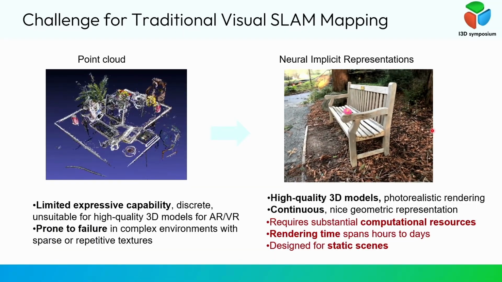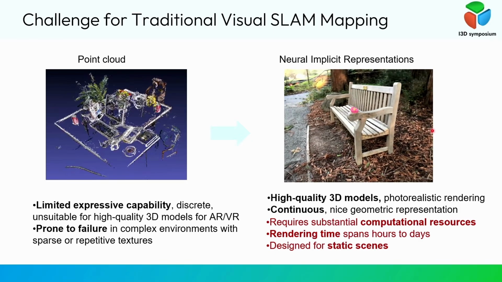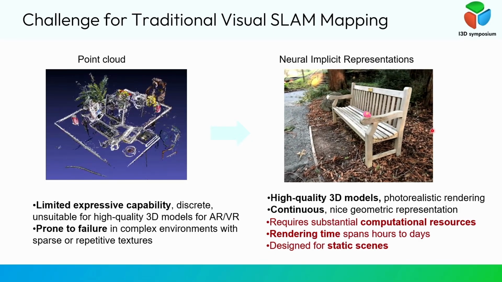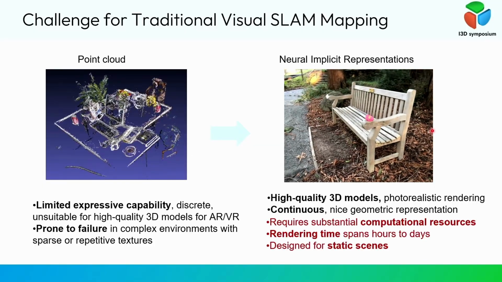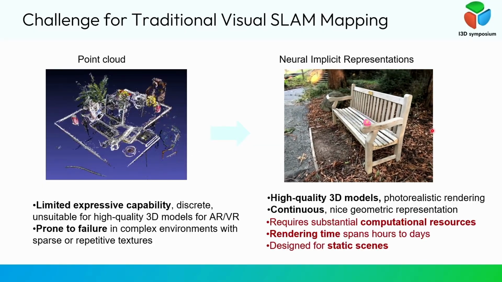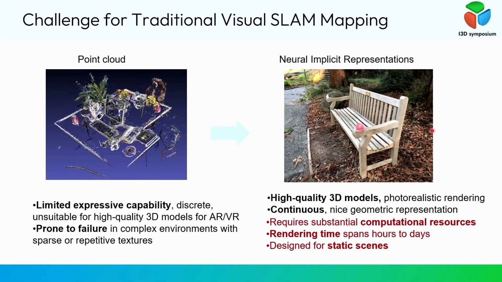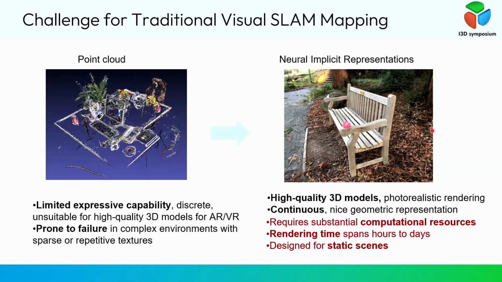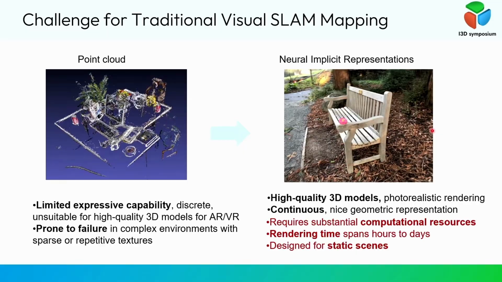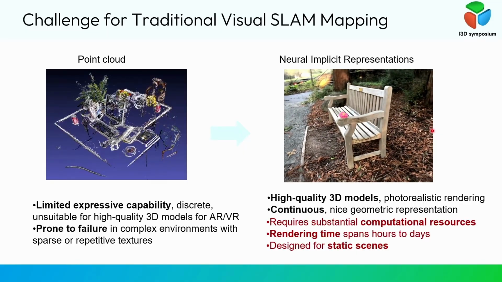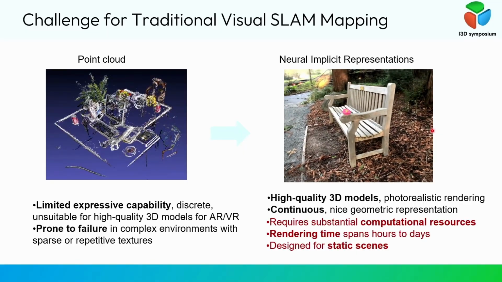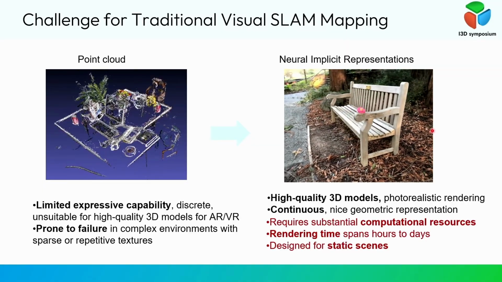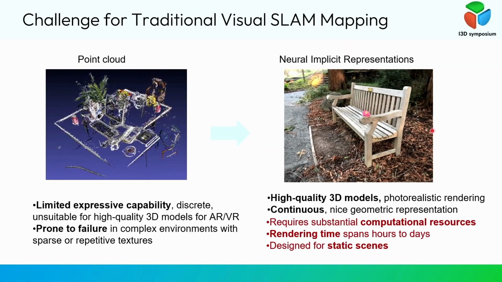That is because the mapping part typically uses the point cloud as the representation method. This could be less complete. It could be easier and faster to compute, but it would limit some other applications like AR, VR in the real world. So that's why in previous years, people started to integrate NeRF into the SLAM system's mapping part.